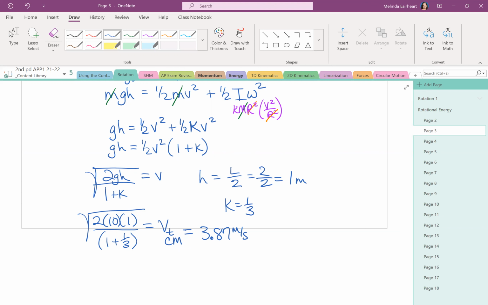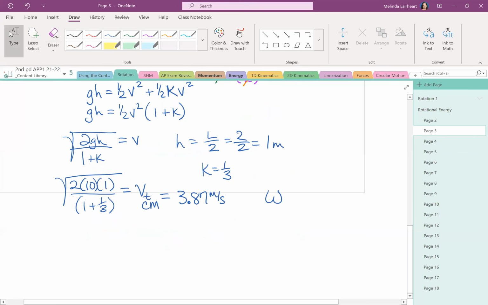How could we find omega now? I guess we should have subbed in our non-slip equation in for V, but how can we find it now? V over R, right? And so 3.87, and the distance for that center of mass axis of rotation, kind of like a lever arm, would be 1. And so omega is going to be 3.87, but not meters per second. It'd be radians per second, because you would divide meter per second by meter.